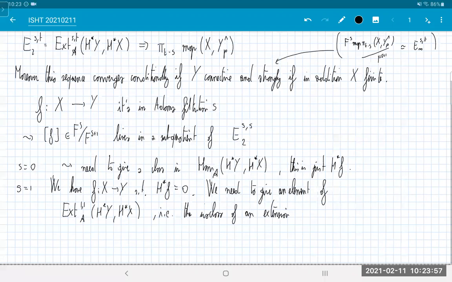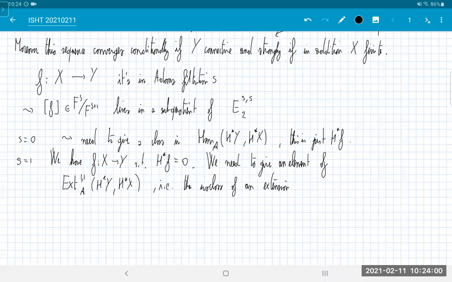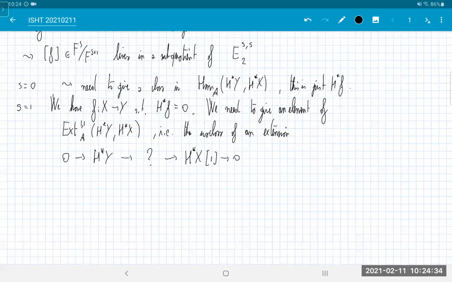And I hope I don't screw up the degrees here. So this is H^*X shifted by one, some mystery extension here, H^*Y. And again, here for degree reasons, there cannot be any boundaries, so this class is well defined. And so not everything is a permanent cycle. Not every extension is going to be represented. And indeed, the way you do it, you put here the isoclass of the cone of f.